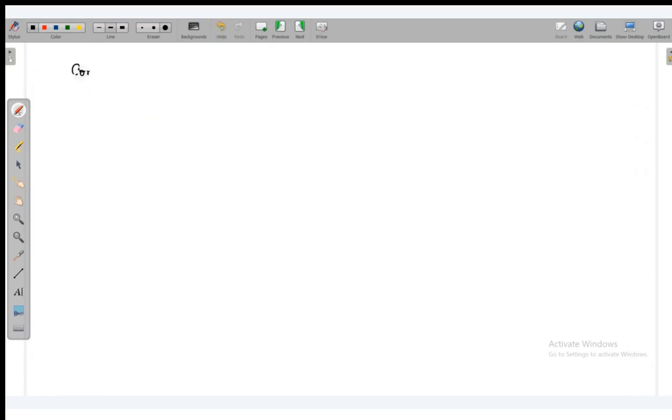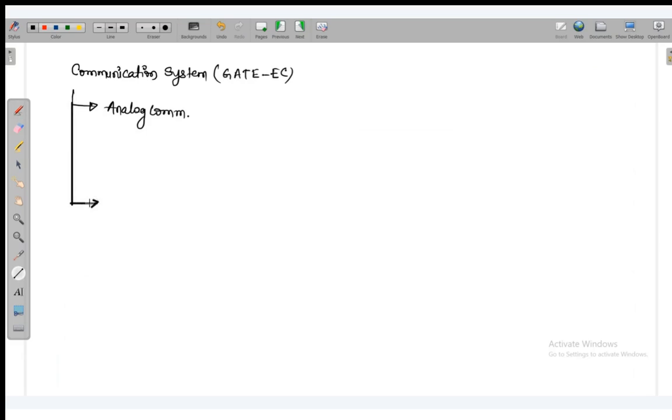So in the communication system of EC, this is the communication system syllabus for GATE EC. We can say there are three parts. First is analog communication, then digital communication, and then you can write random variable and random process. In this way we will divide it. Within 5 minutes I will quickly go through all the topics of the syllabus: analog communication, digital communication, and random variable and random process.